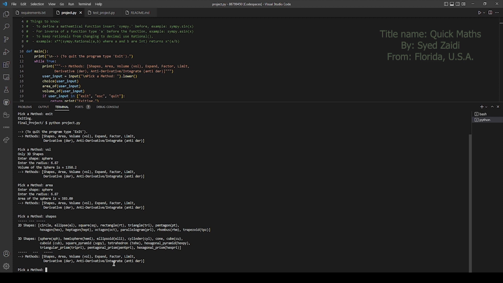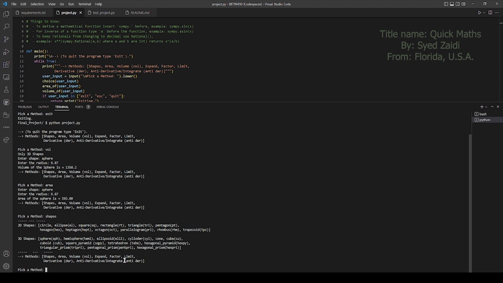Now, to understand the antiderivative, the derivative, and the limit, you would need at least college level math education to understand these, and to understand factor, expand, getting the area and volume of shapes, you would need at least basic level math to understand those.